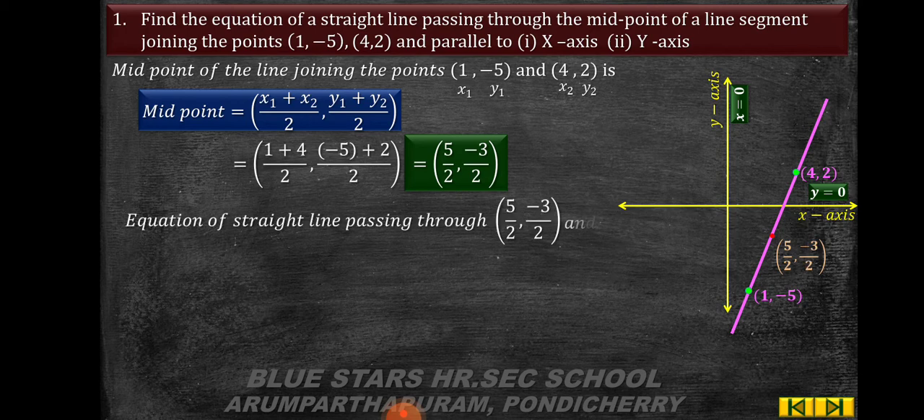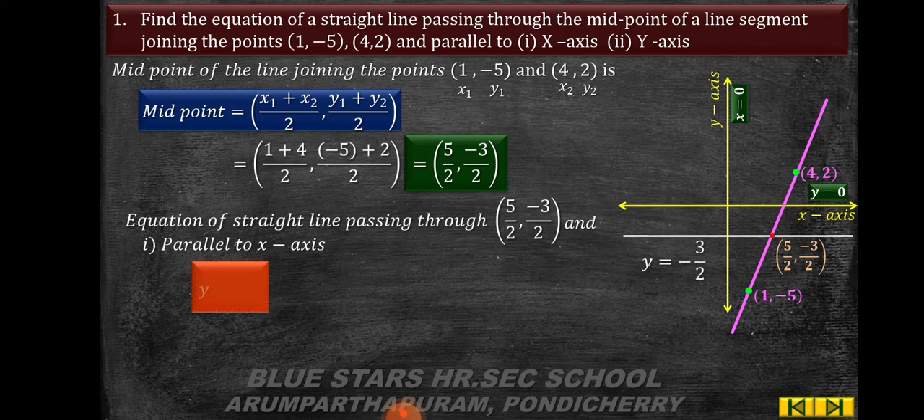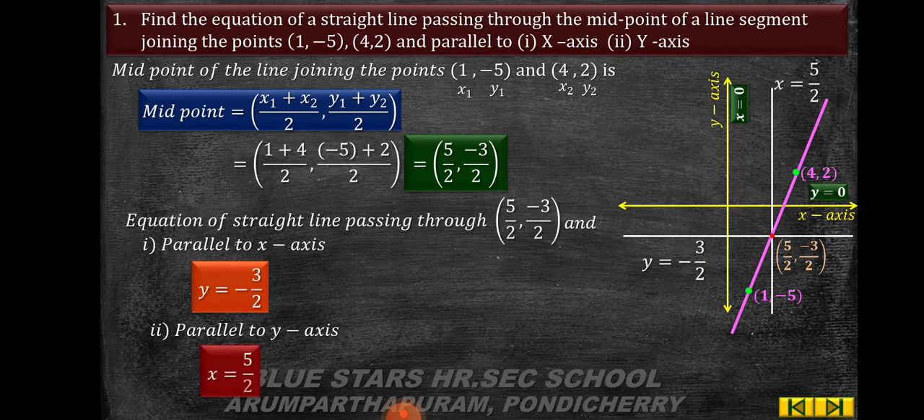Then, the equation of a straight line passing through (5/2, -3/2). The first one is parallel to the x-axis. You have to find the line parallel to the x-axis. Parallel to the x-axis means y is equal to -3/2. Then second, parallel to the y-axis. Parallel to the y-axis means you get x is equal to 5/2.